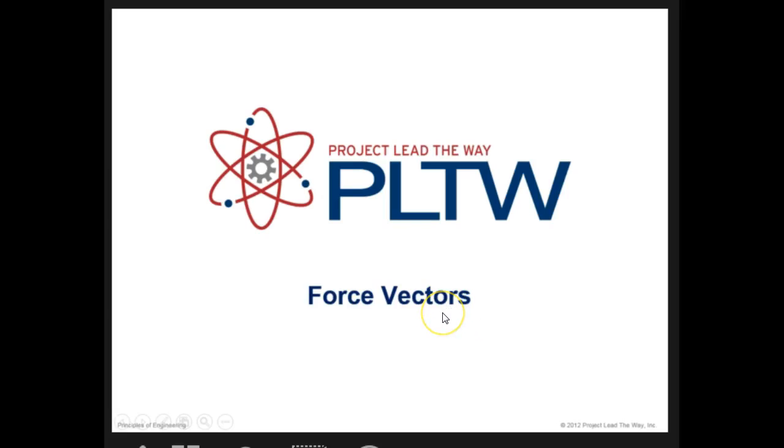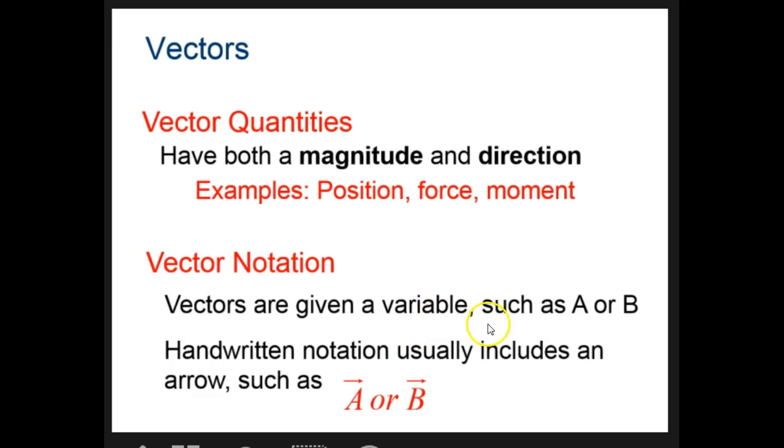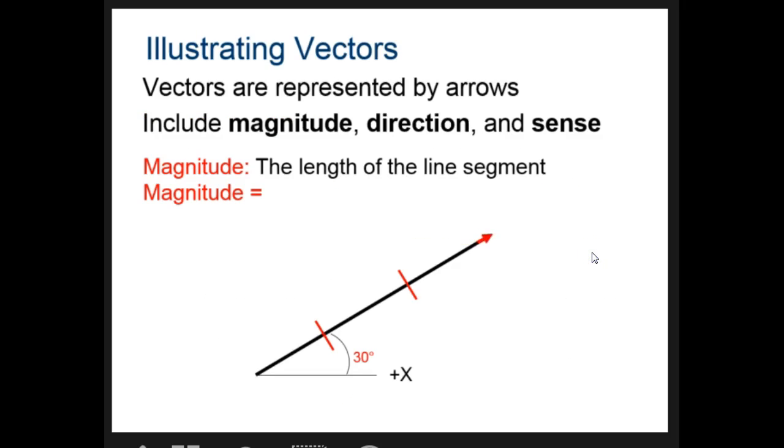Okay, now we're going to talk about vectors specifically having to do with force, because that's what we're going to be concerned with in this class. So vectors, we've already talked about them. They have magnitude and direction, such as position and force. The notation we use for them is we give them a variable like a, but then we put this little line over it. And that should remind you in geometry of a ray, where it has a starting point and it goes in one direction. And that's basically what a vector is.